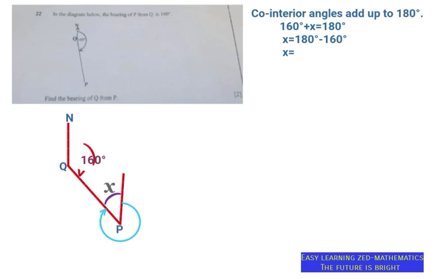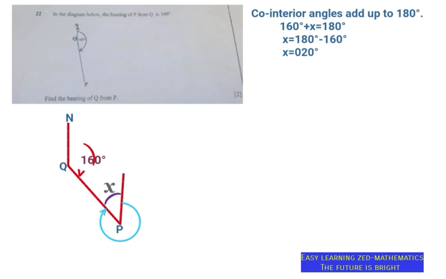when we subtract 160 degrees from 180 degrees, it's going to give us 20 degrees. Remember, when you're dealing with bearing, you write every angle as a three-digit number. Every angle, you write it as a three-digit number. So it's going to be 020 degrees. So the value of X is 20 degrees.